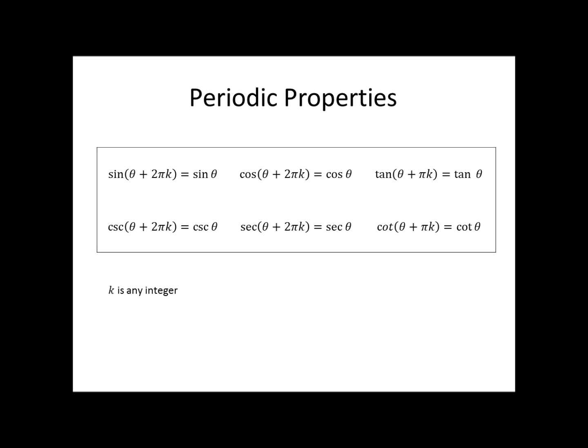So here are those periodic properties all in one big table for you. You've got the sine of theta plus 2 pi k. Well, that's equal to sine theta. Same thing for cosine, same thing for cosecant, same thing for secant. But you'll notice in that last column, the tangent and the cotangent, we just add pi k.